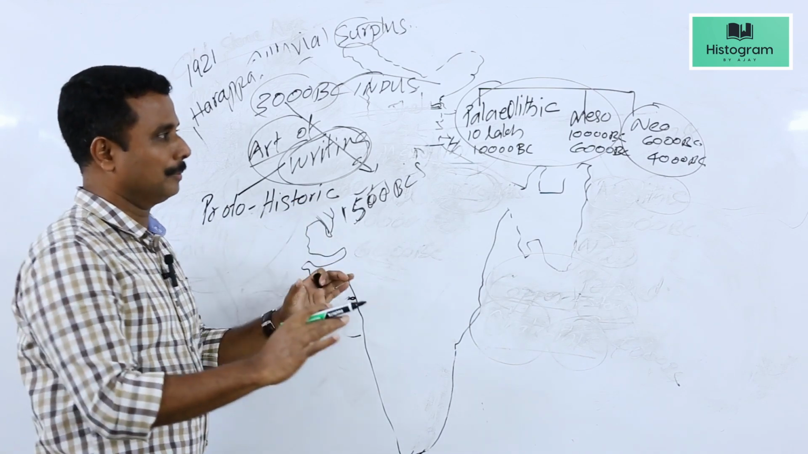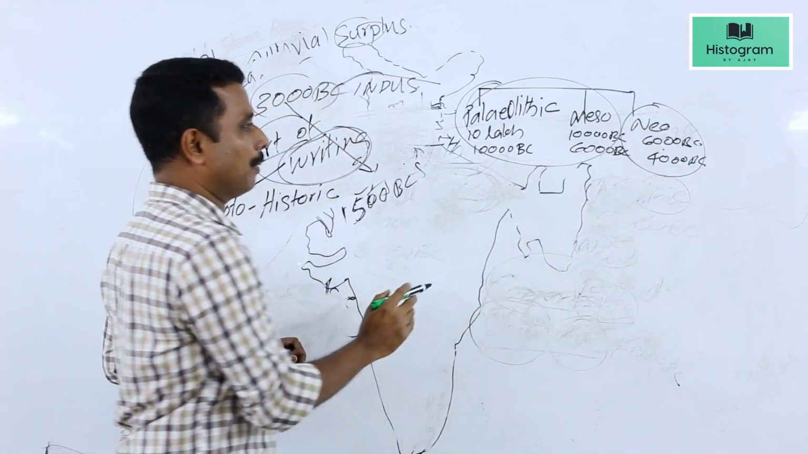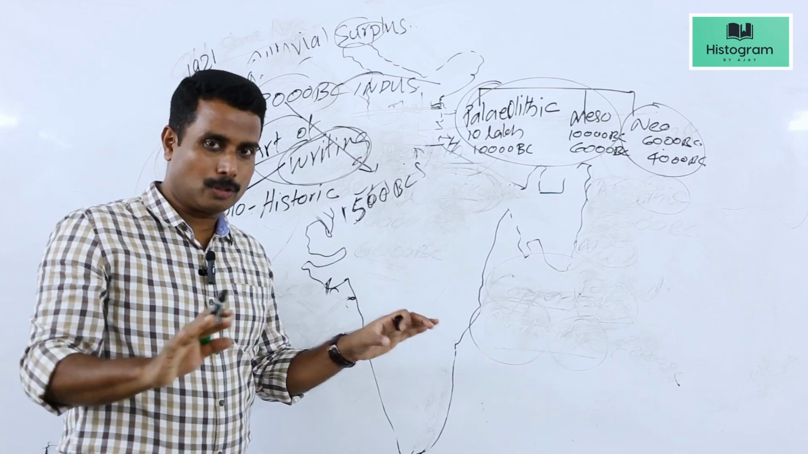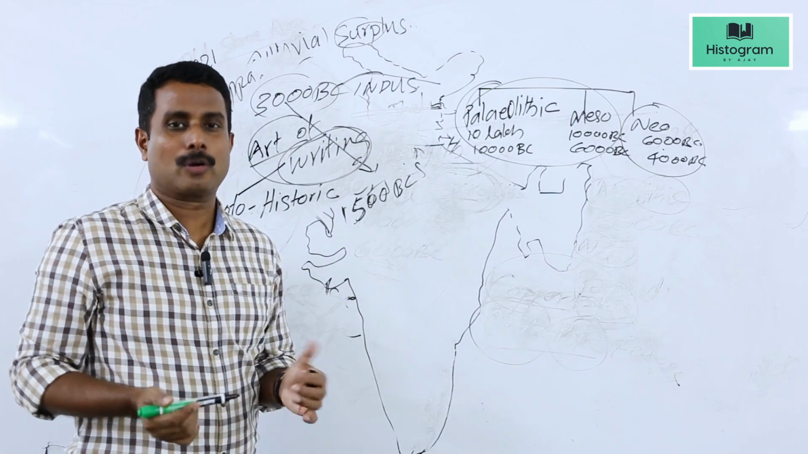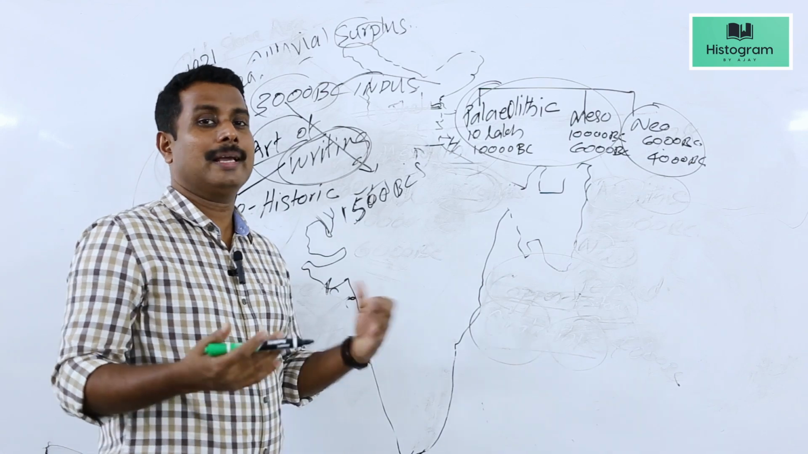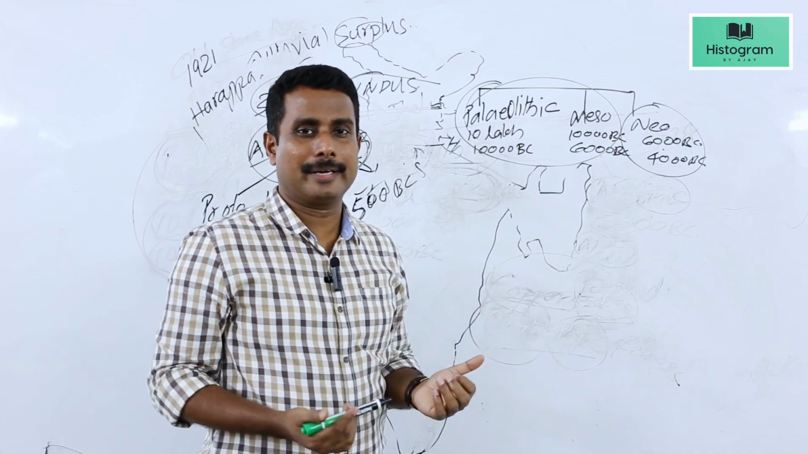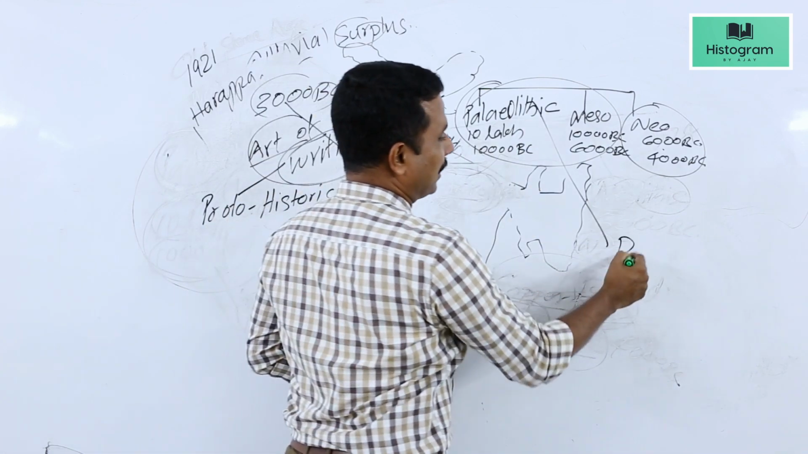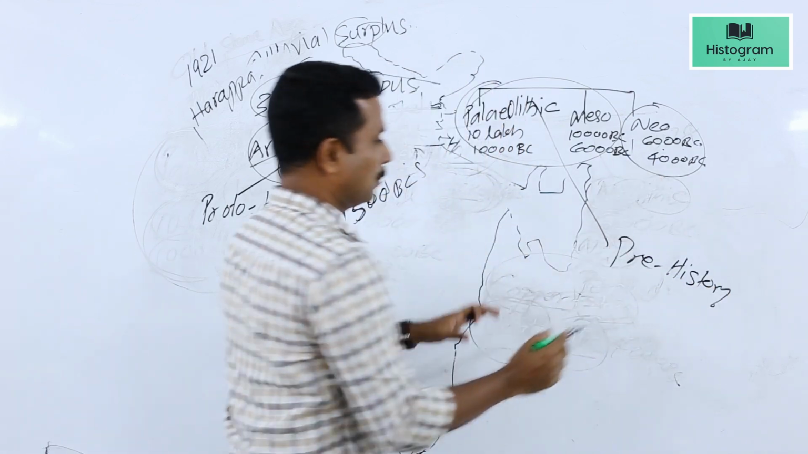So let me make it a little bit clear. I told you the Paleolithic, Mesolithic, Neolithic, and Chalcolithic people did not know the knowledge of writing. They did not know the art of writing or reading. So we haven't got any evidence to show that they had the knowledge of writing or reading. So we call them prehistoric people or prehistory. These stages are known as prehistory.